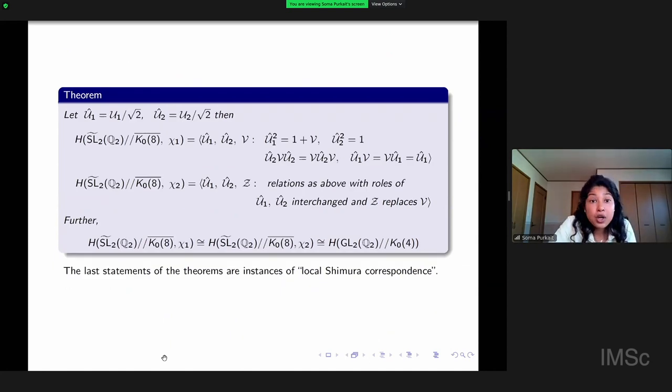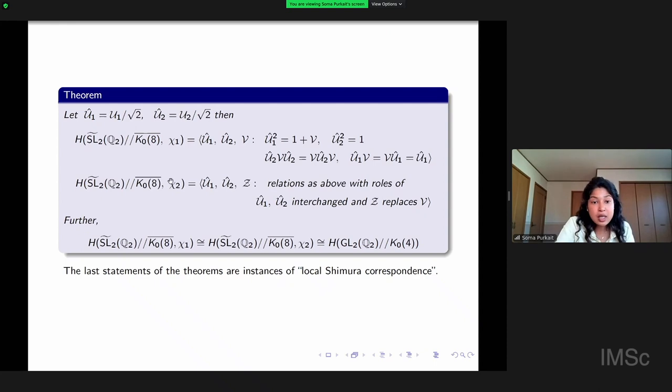Okay, and then we showed that the Hecke algebra of this SL2 tilde Q2 modulo K naught 8 bar corresponding to character chi 1 is given, the presentation is this. You just normalize the thing, and that's the presentation we get. And you will realize that you see U1, U2, V, U1 squared is 1 plus V, U2 squared is 1, and then we have this braid relation and U1 commutes with V. So it's precisely the presentation for the Hecke algebra of this PGL2 modulo K04, right? So we sort of get it back.